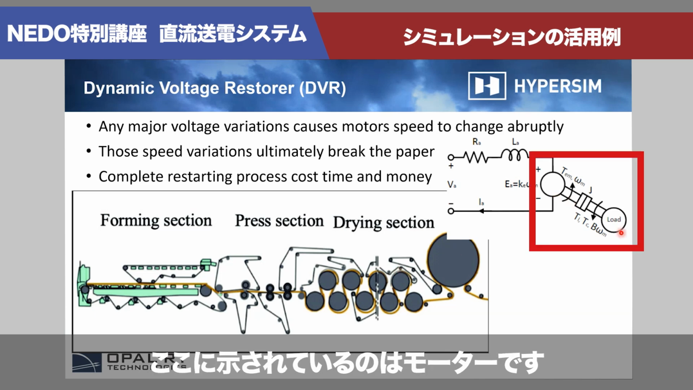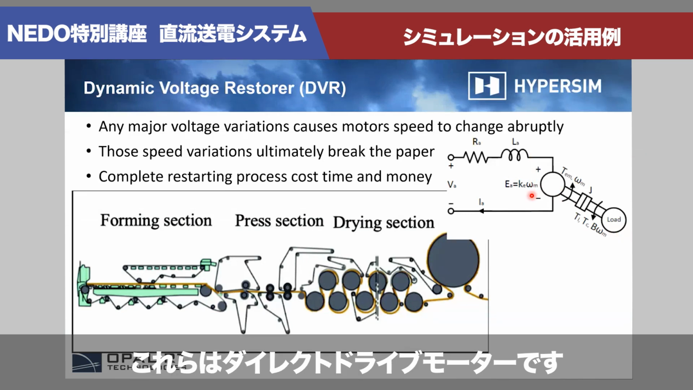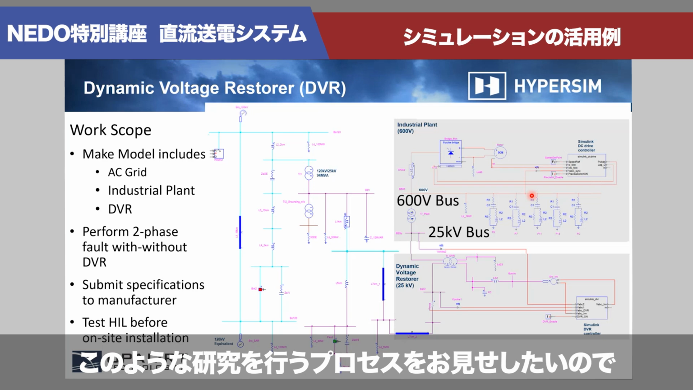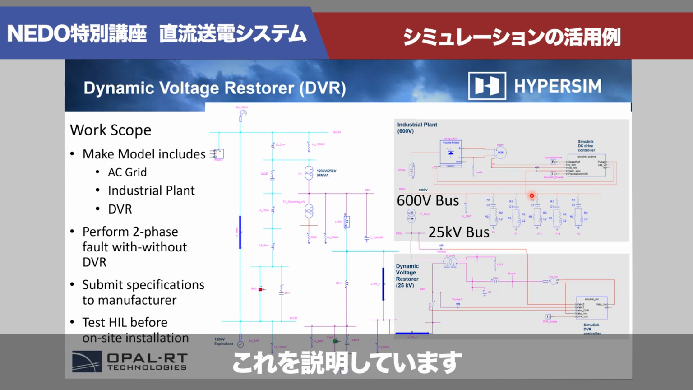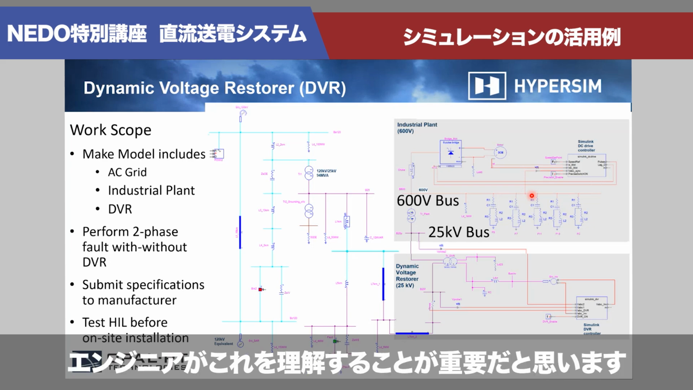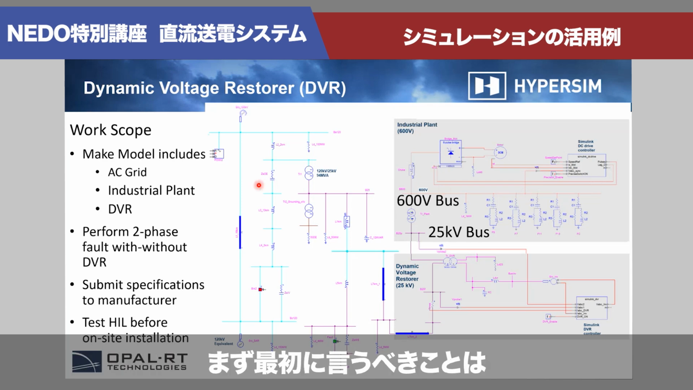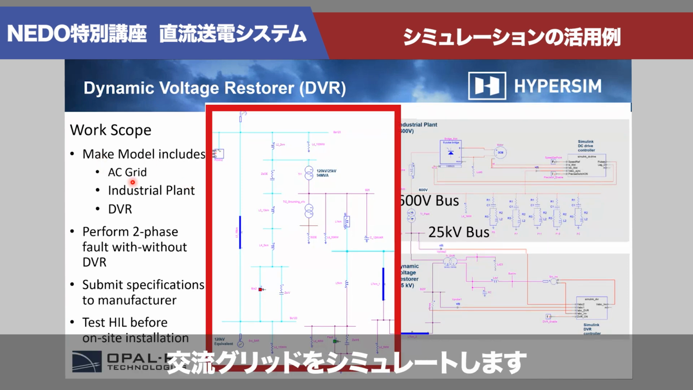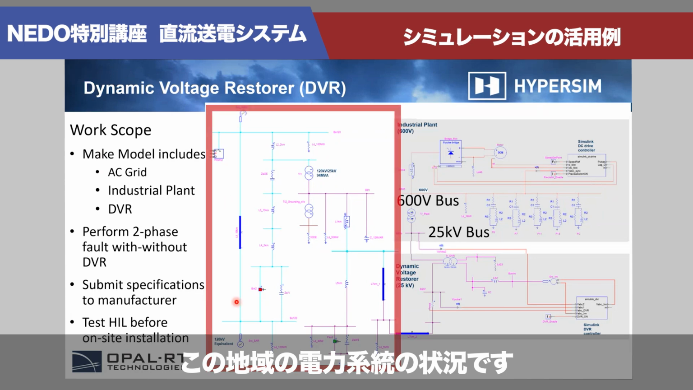So you have here the representation of a motor. Remember, those are direct motors, they're not drives. I'm explaining this to you because I also want to show you the process when you're making such a study. I think it's important for engineers to understand that. First of all, our first problem is we need to simulate the grid. So you simulate the AC grid. This is what is done in this area over here.